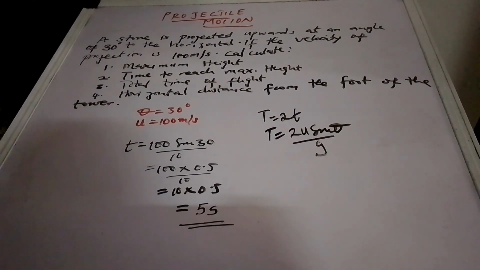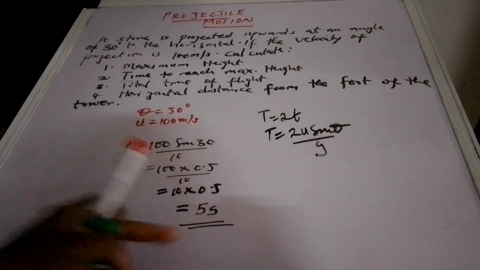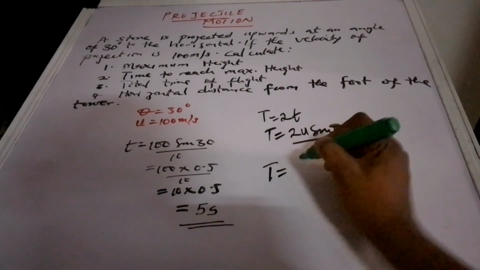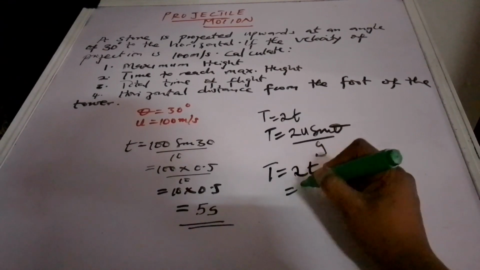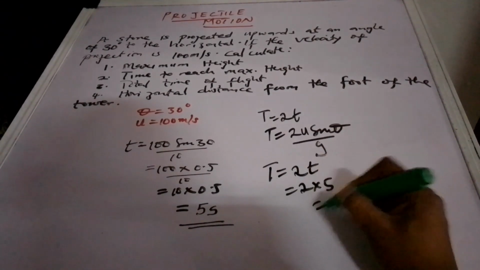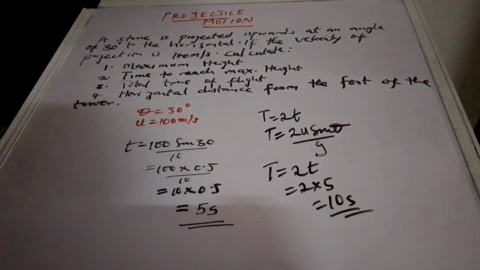So since our small t, that is the time to reach maximum height, is 5, our total time of flight is just going to be 2t. So which is 2 multiplied by 5, which is going to be 10 seconds. So the total time of flight is 10 seconds.